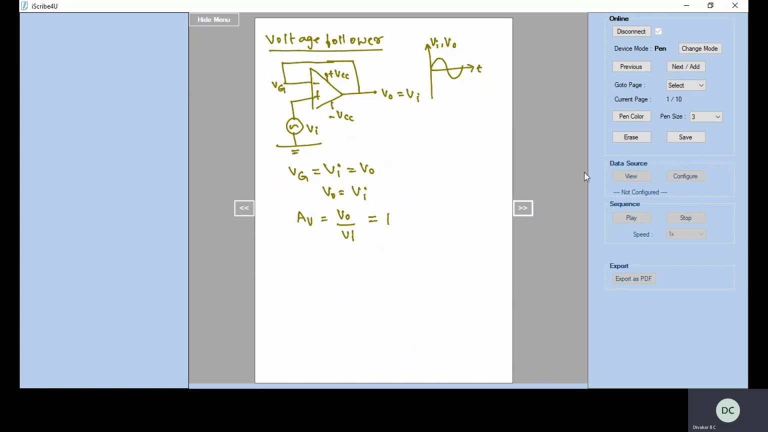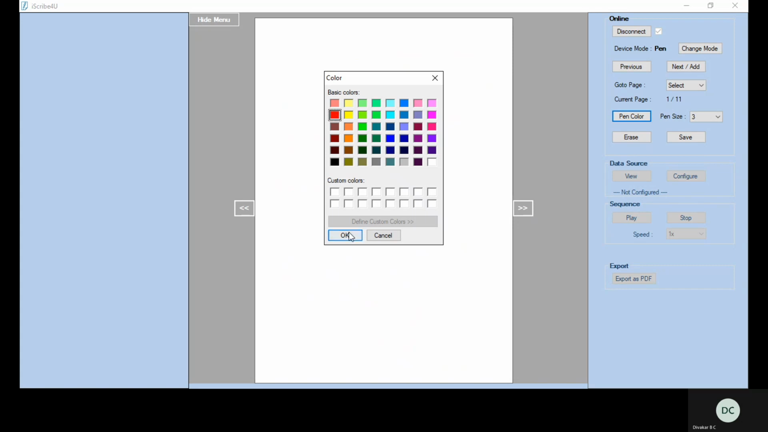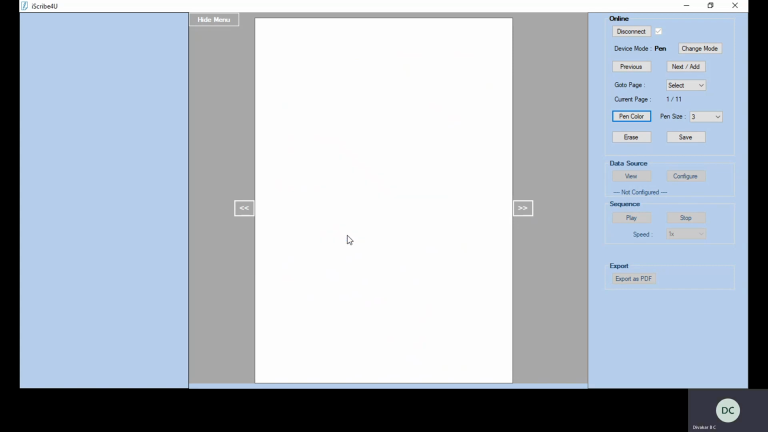And the next application is the integrator. An integrator circuit is one in which the output voltage is the integral of the input voltage. If the feedback is the capacitor, then it is an integrator. If the feedback is a resistor and the input is a capacitor, it is a differentiator circuit.